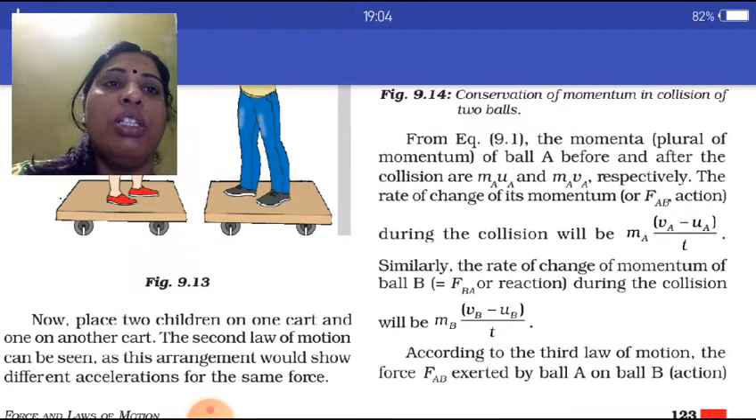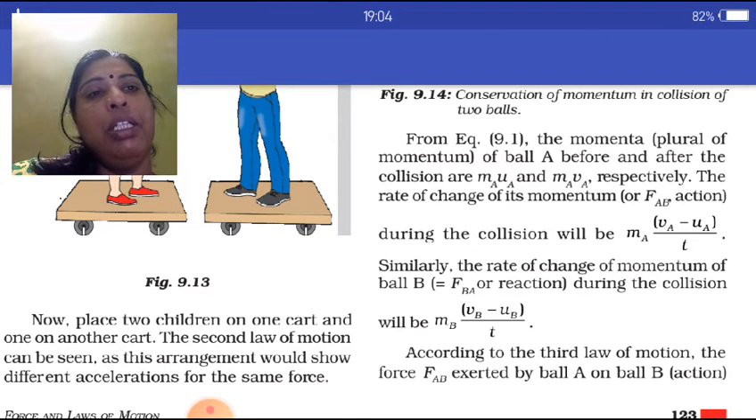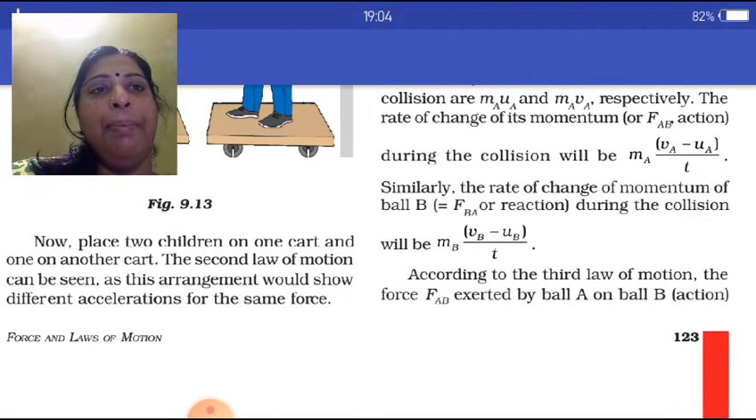From equation 9.1, the momenta of ball A before and after the collision are MA UA and MA VA respectively. The rate of change of its momentum, or FAB, the action during the collision, will be MA (VA minus UA) upon T. Similarly, the rate of change of momentum of ball B, equal to FBA, the reaction during the collision, will be MB (VB minus UB) upon T.